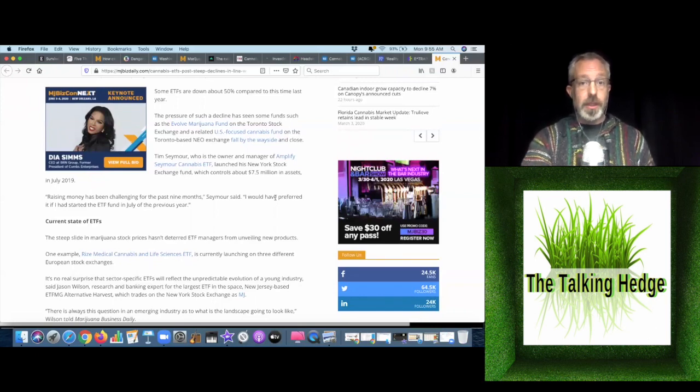The pressure of such a decline has been that some funds, such as the Evolve Marijuana Fund on the Toronto Stock Exchange and a related U.S.-focused cannabis fund on the Toronto Exchange, fell by the wayside and closed. Tim Seymour is the owner and manager of Amplify Seymour Cannabis ETFs. They launched a New York Stock Exchange fund, which controls about $7.5 million in assets under management, and said that raising money has been challenging in the past 9 months, and they would have preferred to have started the ETF in July of the previous year.